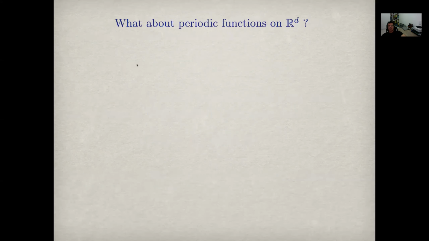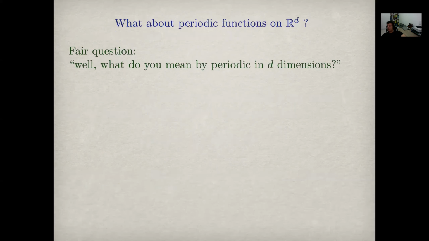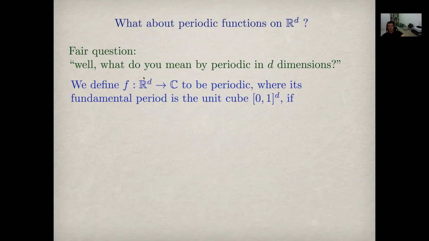Okay, so what about periodic functions? Fair question. What do you mean by periodic? Okay, let's define what we mean. There could be many definitions, but let's stick to this: f is periodic, f whose domain is the real Euclidean space, d-dimensional Euclidean space. F is periodic if its fundamental period is the unit cube, 0, 1 to the d.